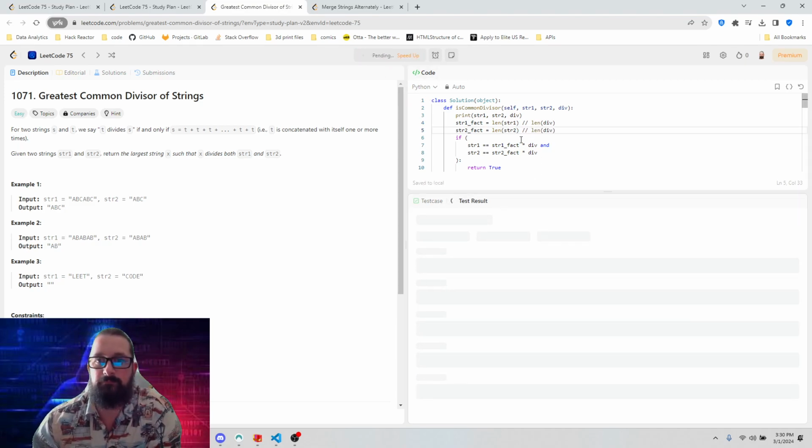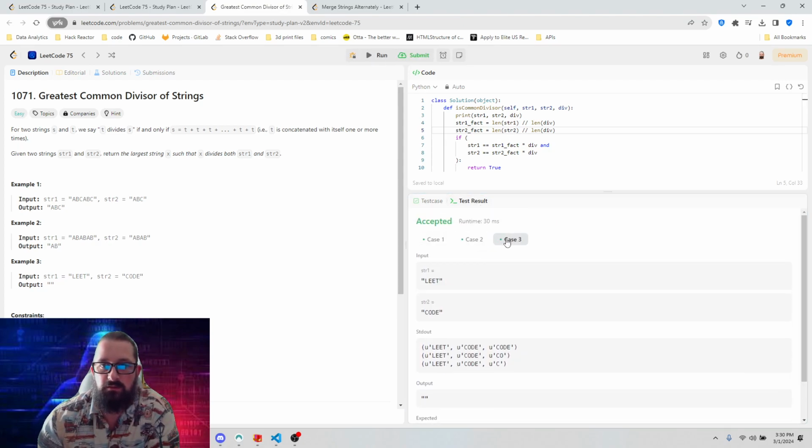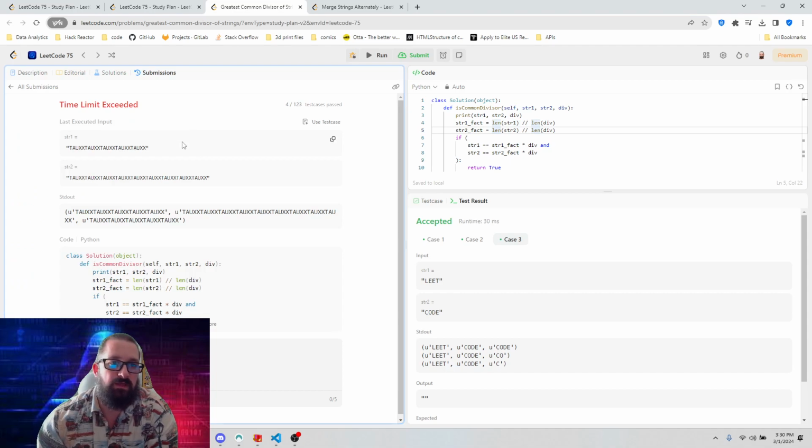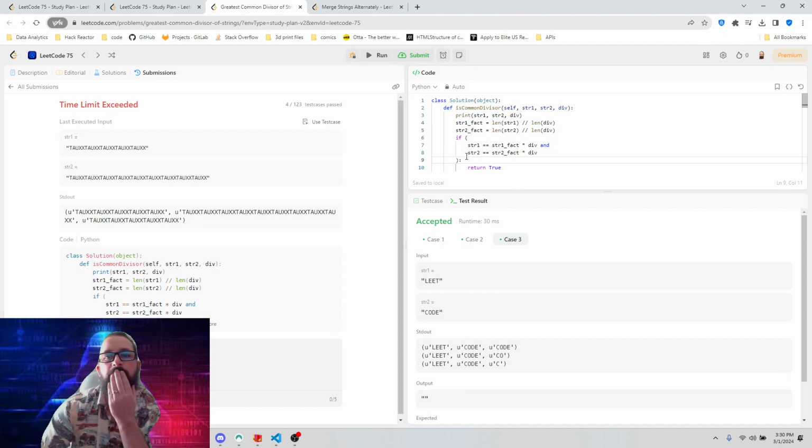Run. And that worked. Case 1, 2, 3. Submit. It's taking a long time. They're going to time me out. Yep, time limit exceeded. They don't like how long I take to do things. Which means there's a better way out there.